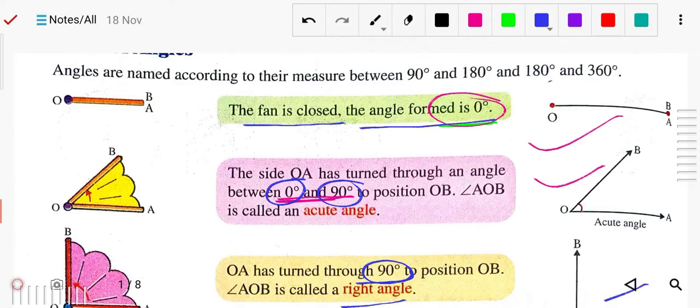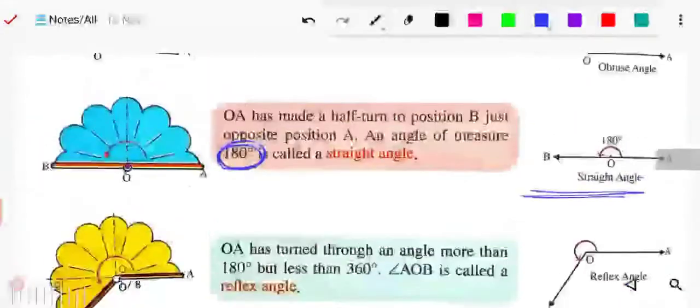So a zero angle means there is nothing, simply no angle. Maybe it will look straight, but it is not exactly. If you measure the value of this angle, this is 0, but this other angle may be 180. So now here, this is the straight angle.